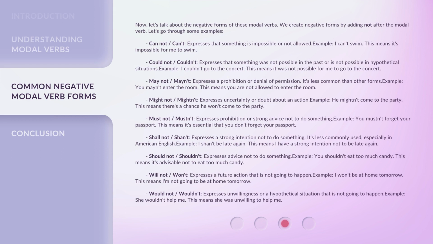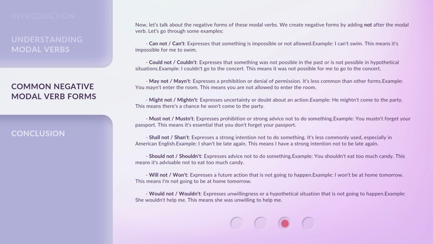Now, let's talk about the negative forms of these modal verbs. We create negative forms by adding not after the modal verb. Let's go through some examples. Cannot, can't, expresses that something is impossible or not allowed. Example: I can't swim. This means it's impossible for me to swim.